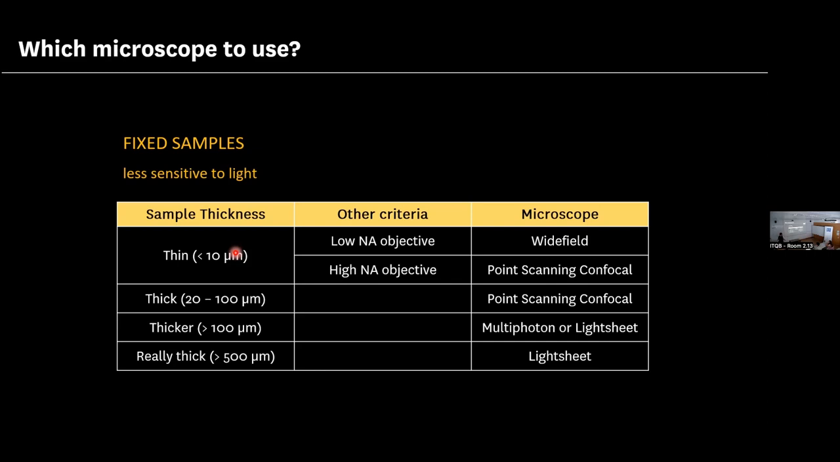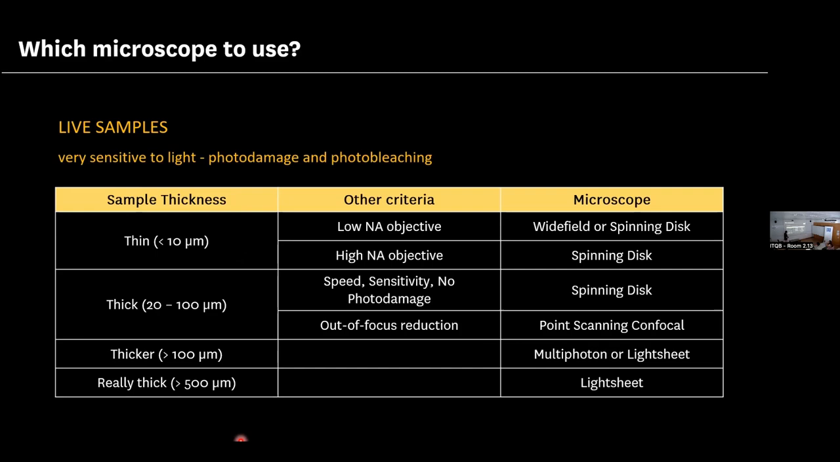For live samples, now we have an issue. We might have photodamage, we might have photobleaching, we want to image fast things. Life is very dynamic, as we'll see in the next lecture. Things will move very, very fast. And live cells don't really like to be imaged with light. The higher the amount of light that you use, you'll stress them, they'll die, they don't really like it.